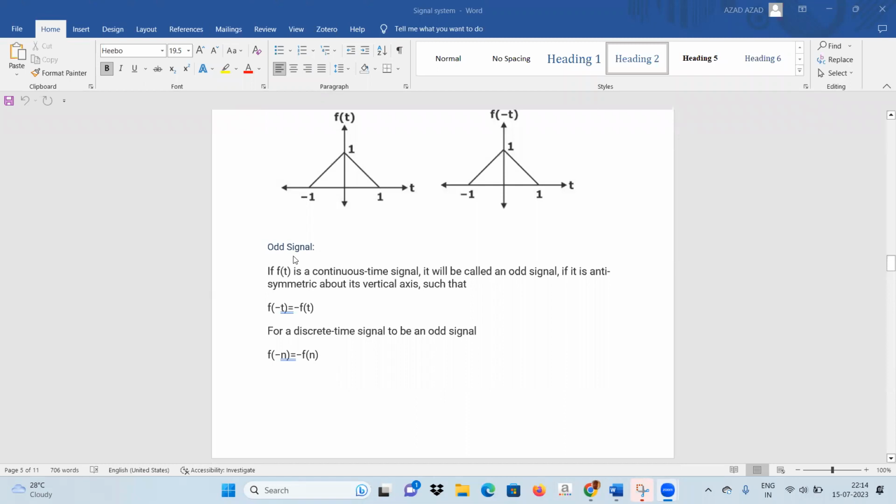Now come to odd signals. Odd signals are those signals in which f(-t) is equal to minus f(t) in continuous domain. A continuous time signal will be odd only when f(-t) is equal to -f(t), and in discrete domain, if f[-n] is equal to -f[n], then it will be an odd signal.